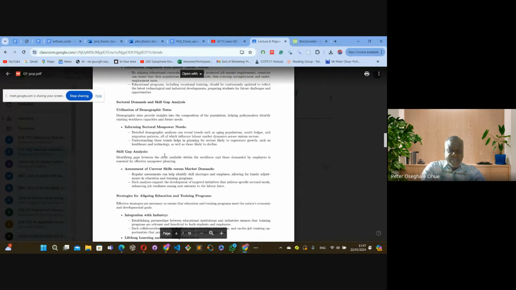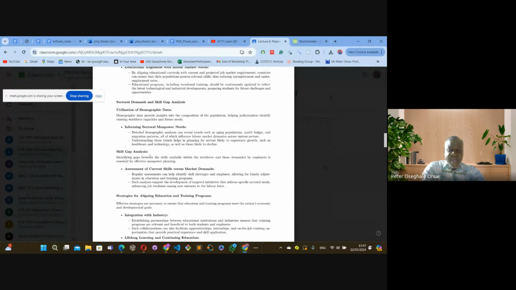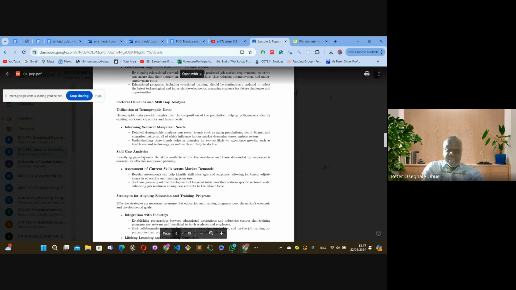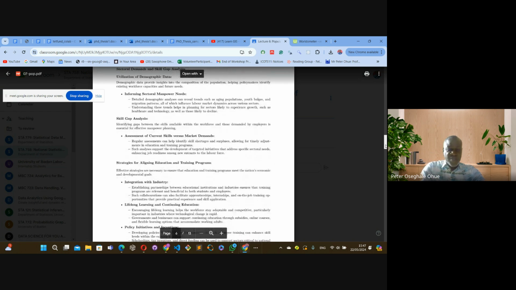Skill gap analysis. Identifying gaps between the skills available within the workforce and those demanded by employers is essential for effective manpower planning. If you have been involved in interviewing people, I know Honey interviews people, you will be disappointed at the capacity that graduates bring to the table.